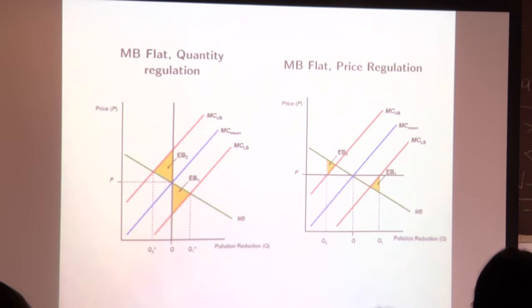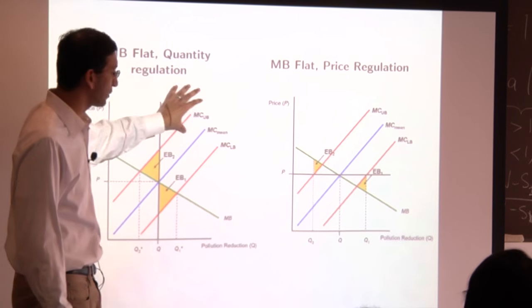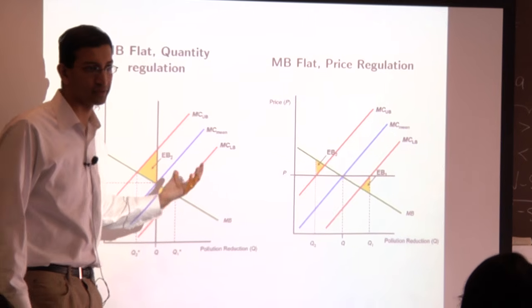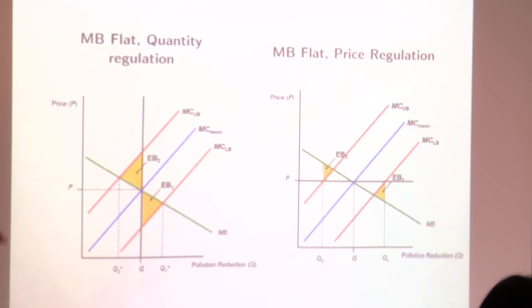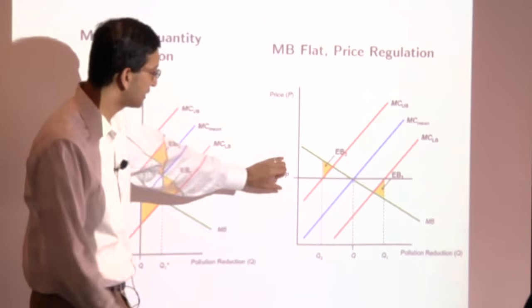Okay, so then the converse case, which you are seeing intuitively, is the flat case. We could do the whole thing again. And here you see the triangles look bigger for the quantity than the price, and it's exactly the reverse logic, right? The bandwidth of optimal prices is very narrow.